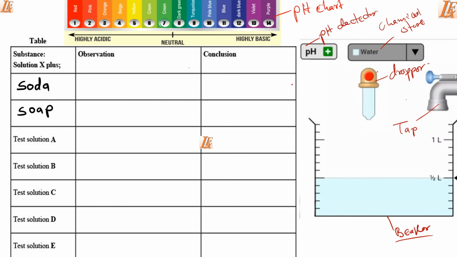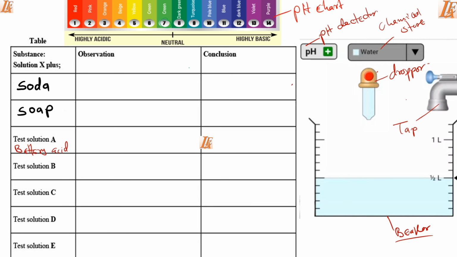Apart from that, we also have other apparatus which we are going to see later, like a universal indicator and many others. Then on this left side of the lab, we have the substances which we want to determine their pH value and whether they are acidic, basic, or neutral. So we have soda, we have soap, then we have solution A. Solution A in this case, its real name is battery. This one we are going to use as battery acid.